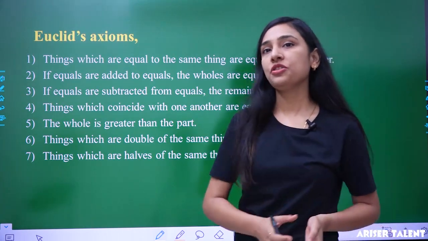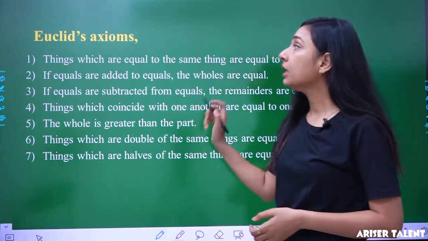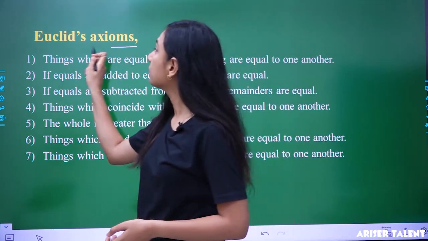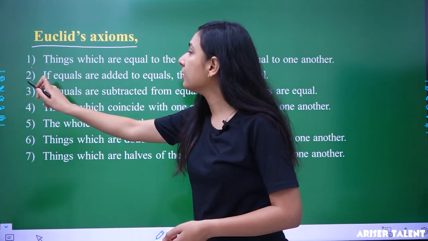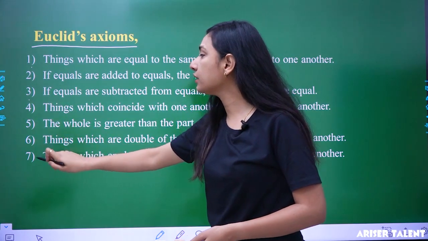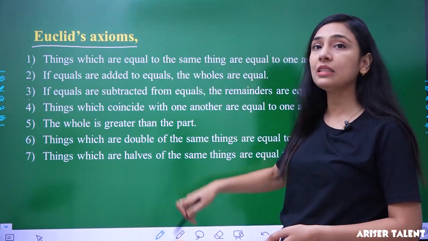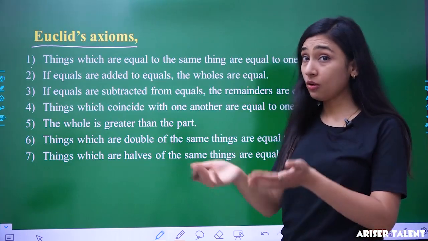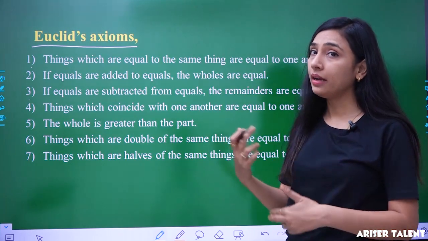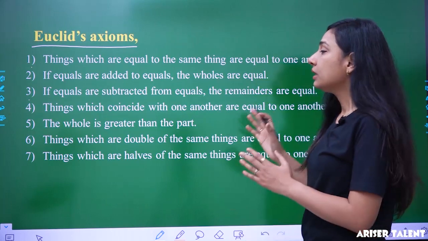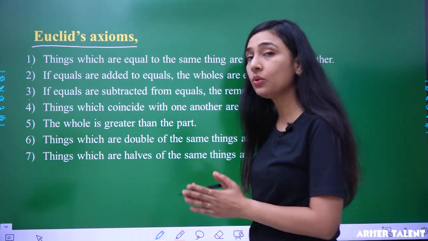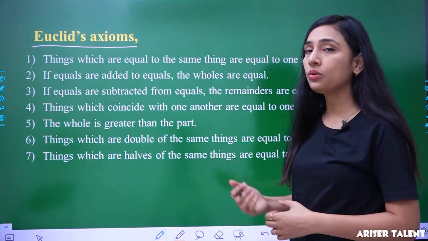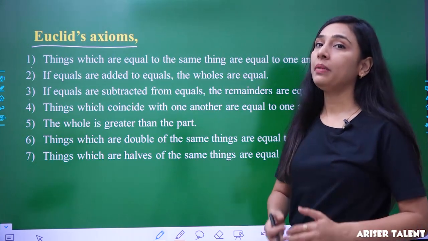In the previous session I left you with Euclid's axioms. These seven axioms we will be studying, and the order of the axioms may differ. First we are going to read out each axiom and then understand them one by one.